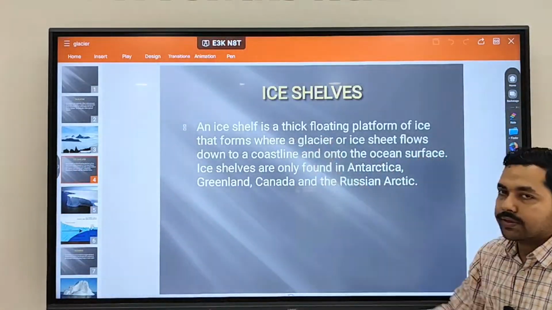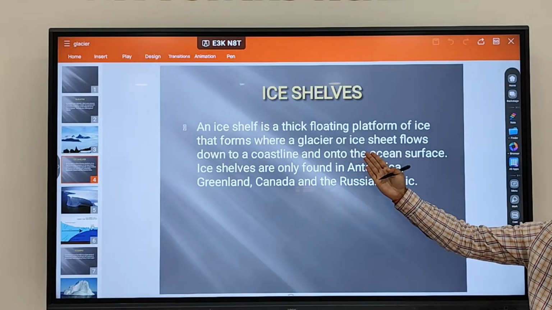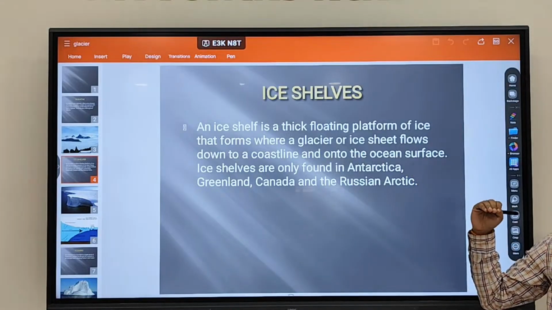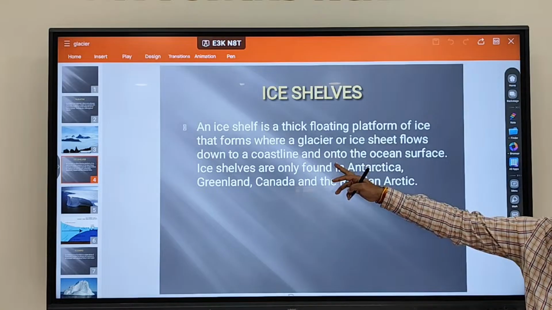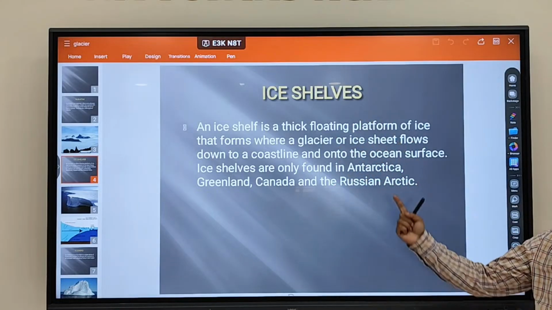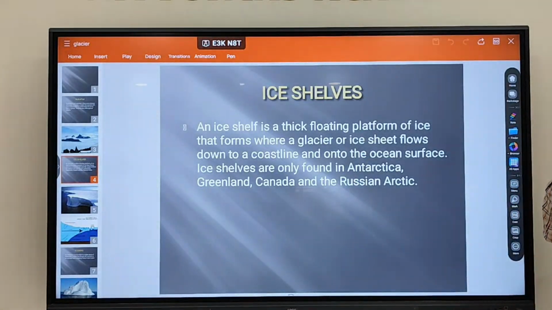What are ice shelves? It is a thick floating platform of ice that forms where a glacier or ice sheet flows down a coastline onto the ocean surface. So when ice extends to the ocean, it is going to be called an ice shelf. They are found in Antarctica, Greenland, Canada, Russia. In those upper polar regions, you're going to find ice shelves.